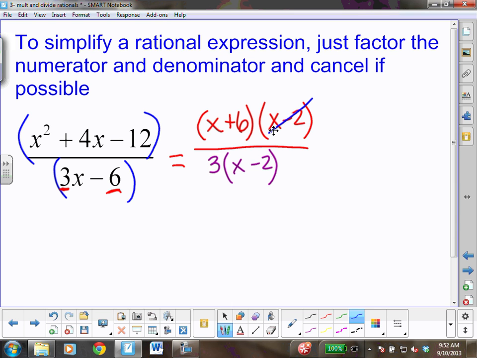So I notice in the top and the bottom of this equation, I have an x minus 2. The x minus 2's cancel each other out, and you're left with x plus 6 on the top and 3 on the bottom. You cannot cancel the 6 and this 3 unless you also divide the x by 3. So you could say this if you wanted. That's equivalent. But either answer would be acceptable.